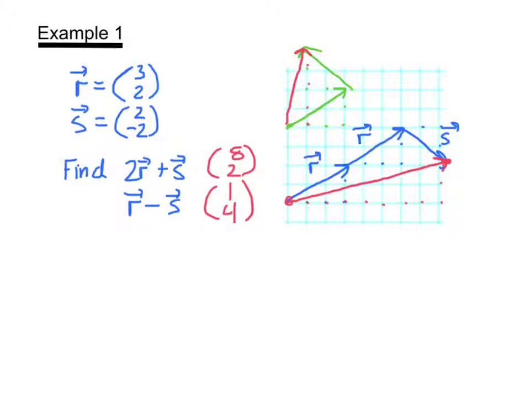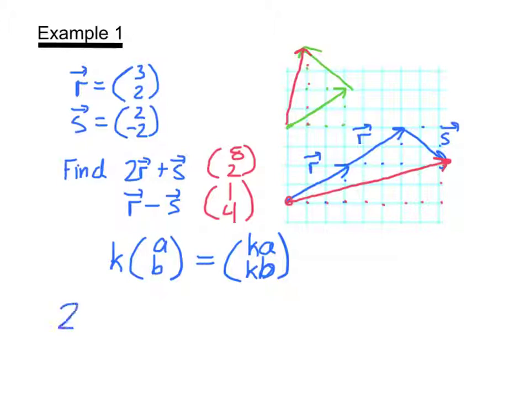Now I'm going to show you the algebraic way. And to do that, we need to know that if k is a scalar, and we have a vector in component form, we'll use a and b for our components, then this is equal to this vector in component form. The x component is k times a, and the y component is k times b. So now I can use this to solve these expressions algebraically.